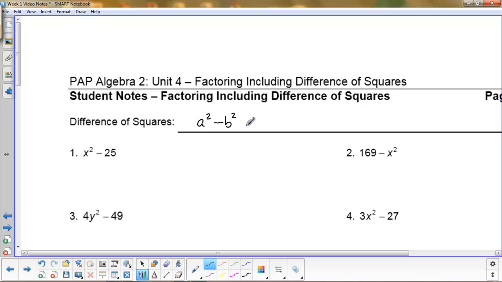So the difference of squares can only be used if you recognize that you have a squared term being subtracted by a second squared term. If it is not a perfect square, then you cannot use this difference of squares. If it is not being subtracted, then you cannot use the difference of squares. So you're going to want to recognize some of your perfect squares. We'll go ahead and list a couple here so you can see what we're looking at.